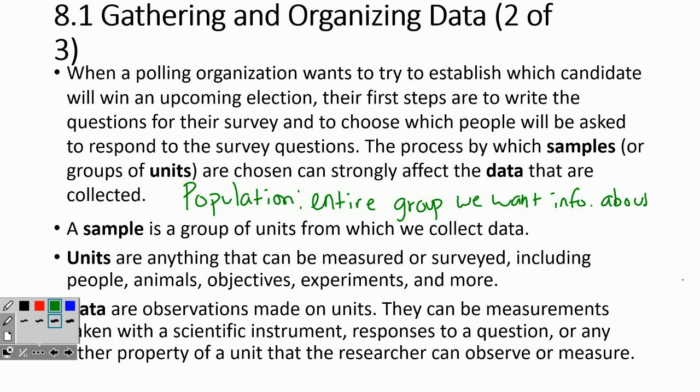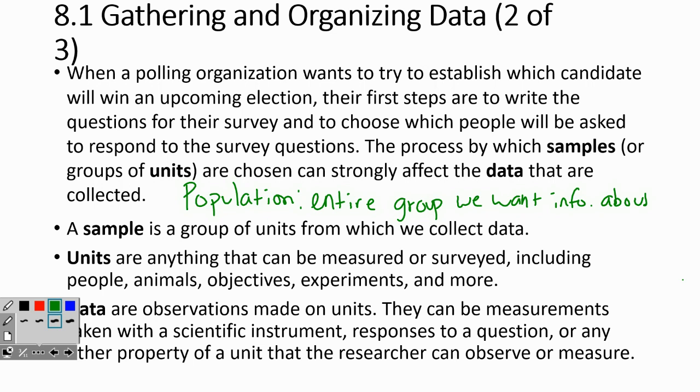Okay, so if we think about the population of, let's say, Hendersonville High School seniors, right? That's every single senior at Hendersonville High School. If we think about the population of Henderson County, that is every single person that lives in Henderson County. If we think about the population of the geese that live on the pond here at Blue Ridge, that is every single goose that lives here at Blue Ridge.